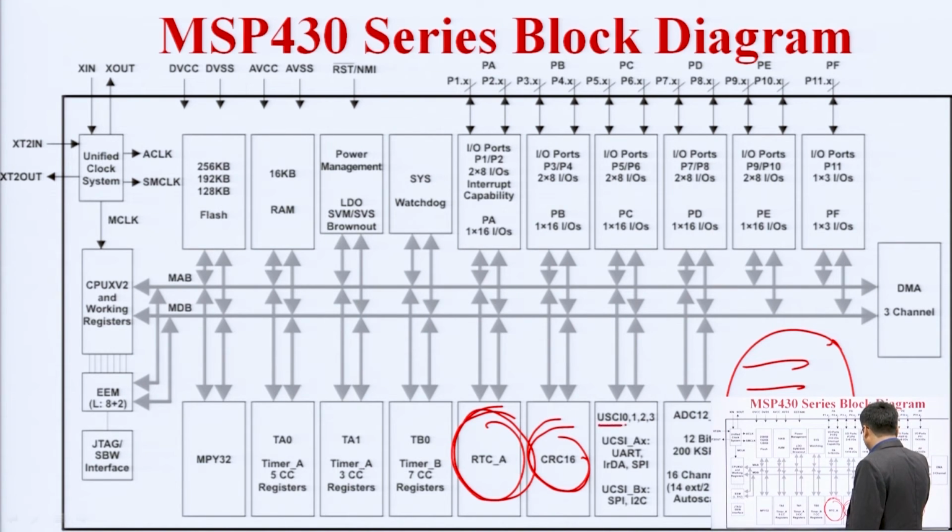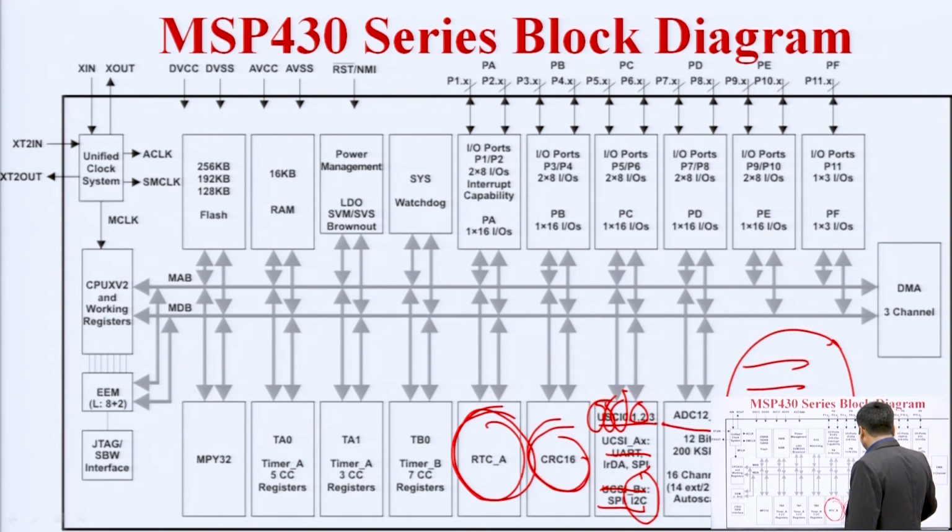After that, there are other units available, USCI, Universal Serial Communication Interface. It has a UART unit, that is the Universal Asynchronous Receiver Transmitter. There are USCI, SPI, I2C ports available in MSP430.